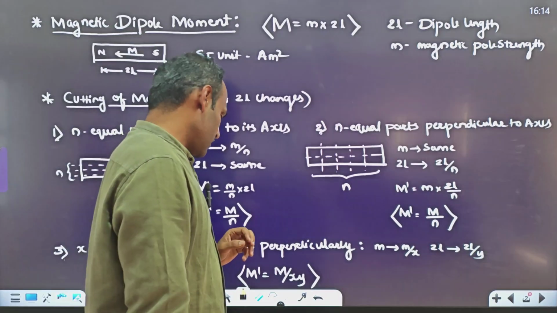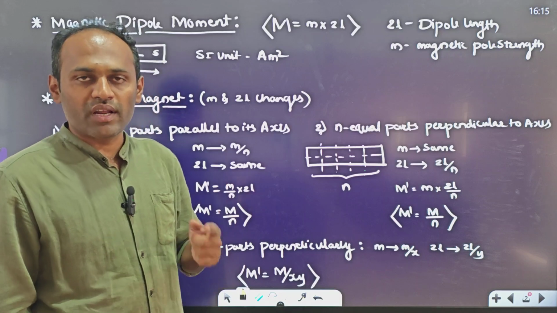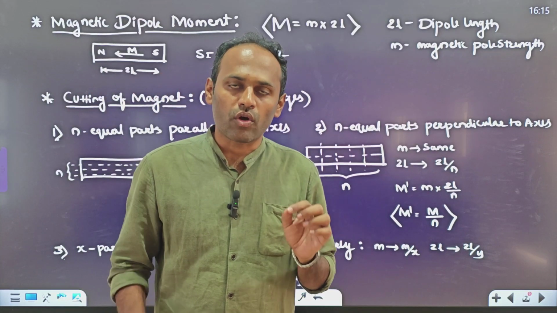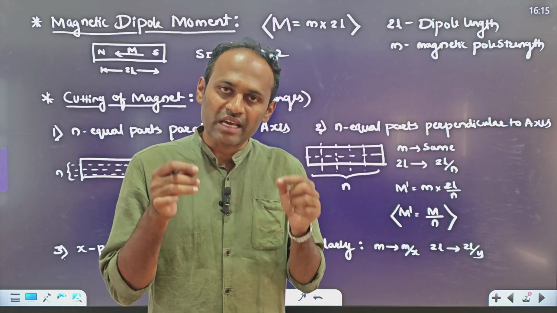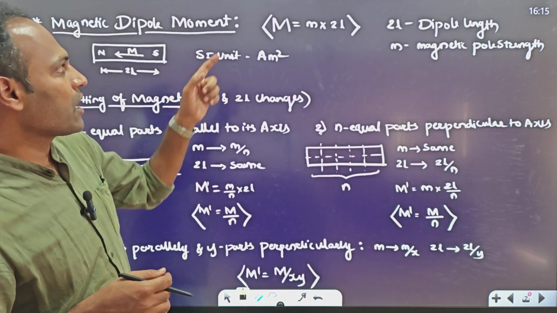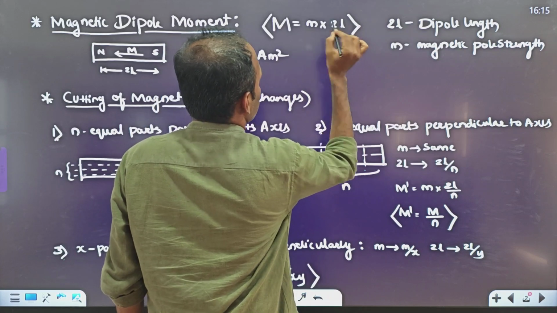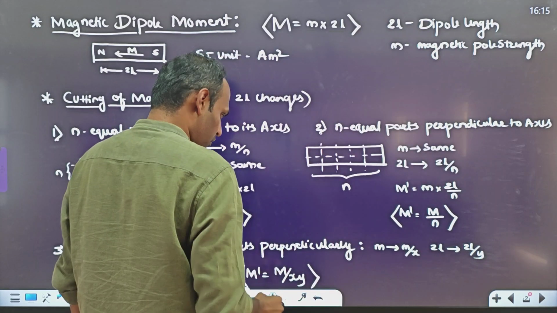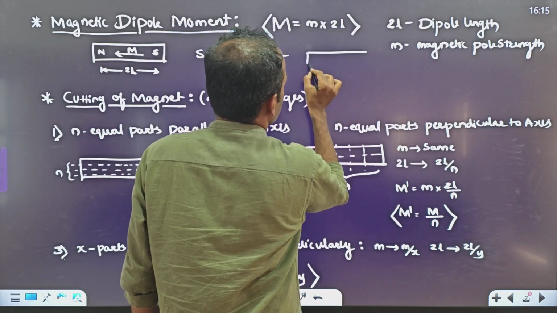See, whenever you are considering a magnet, it is a bar magnet. A bar magnet always has two poles, north pole and south pole. So it is called a dipole. Dipole moment is nothing but pole strength into the dipole length. So dipole moment is the product of pole strength and the dipole length.